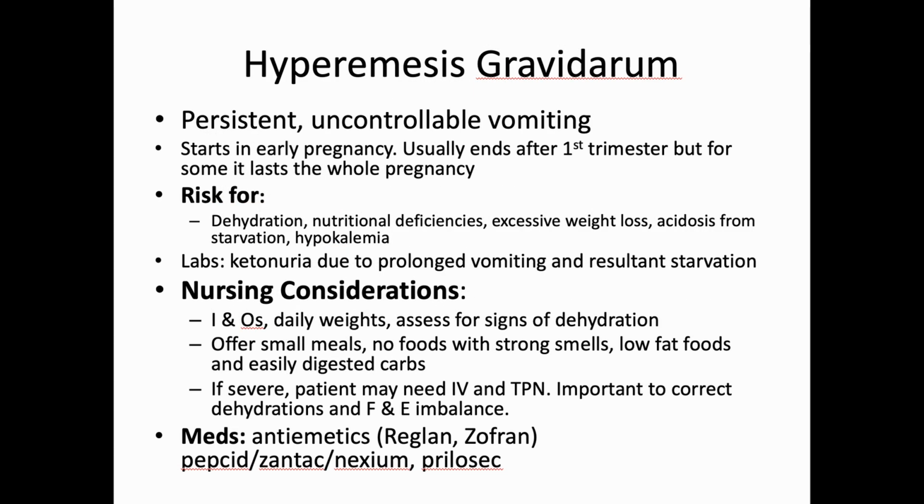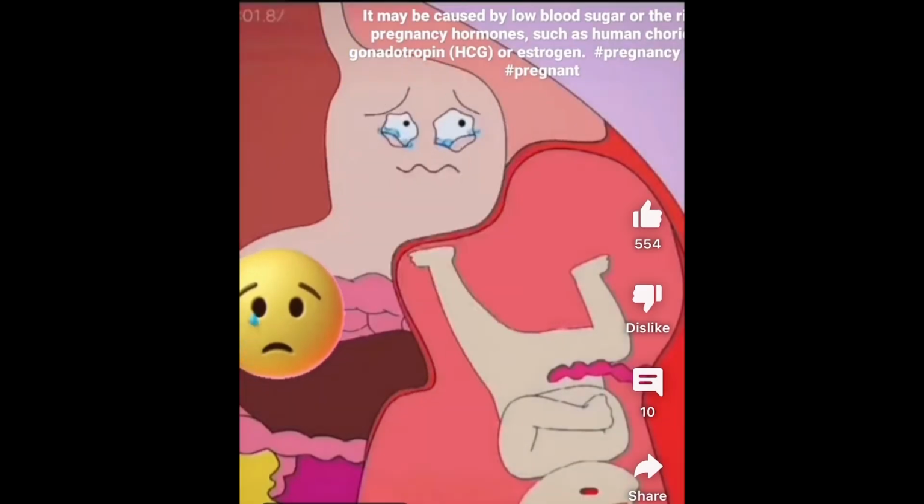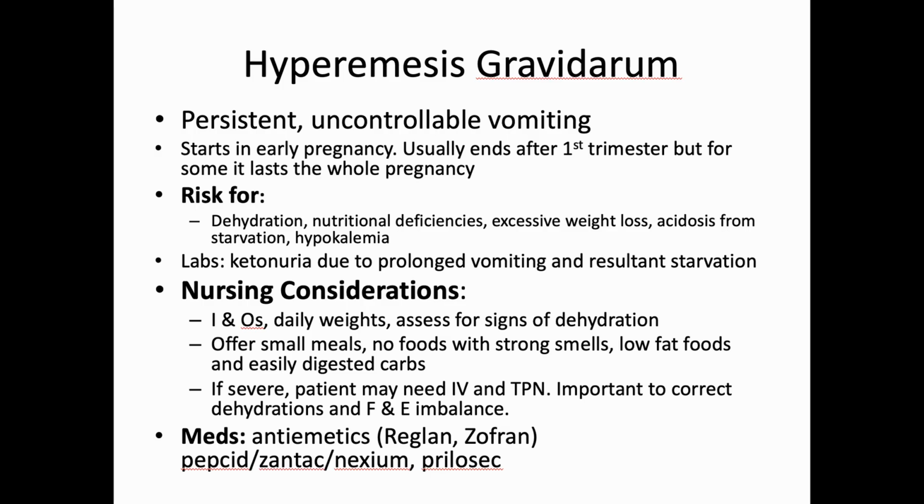Hyperemesis gravidarum, that's persistent uncontrolled vomiting. So this is not our normal morning sickness. This is like crazy, right? This is a person who's persistently vomiting, usually starts early in the pregnancy and will usually end with the first trimester, but some people have this the whole time, which is just absolutely miserable, right? So this is not, like I said, normal nausea and vomiting.